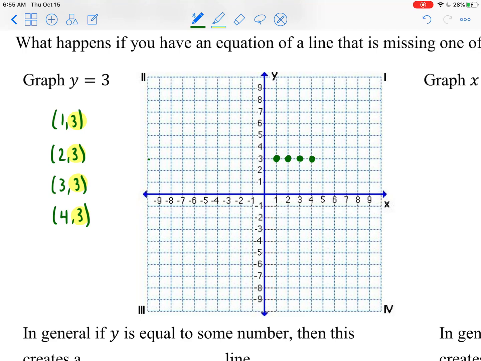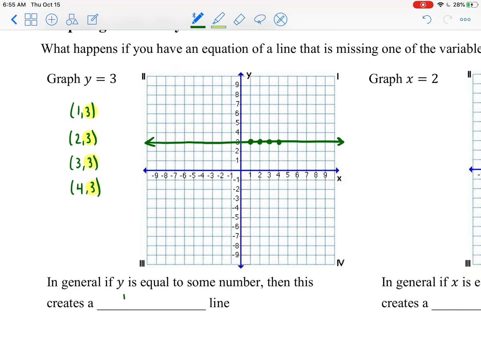So if you ever have a y equals a number, what happens is that it makes a nice horizontal line there. Okay, so when you have y equals 3, it makes a horizontal line. And we're going to practice with these. I know I'm throwing a lot at you today.